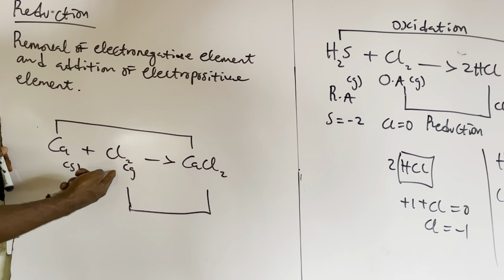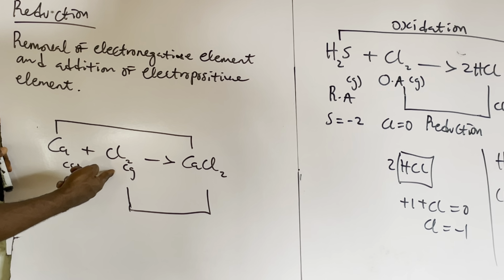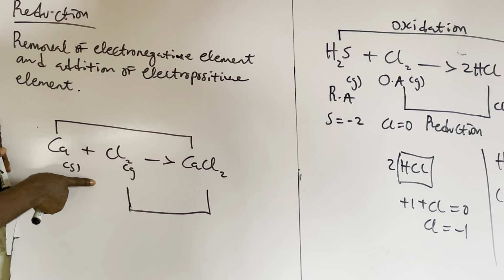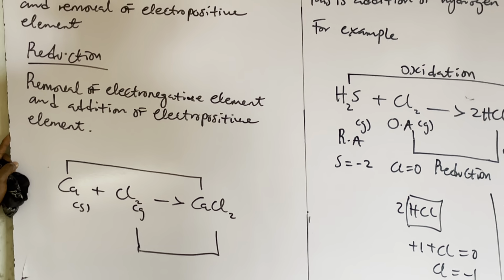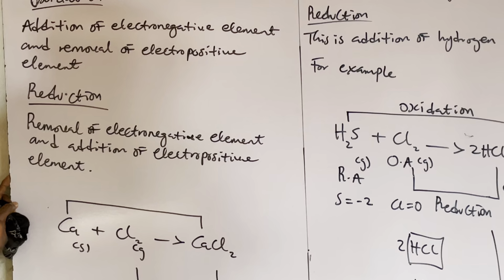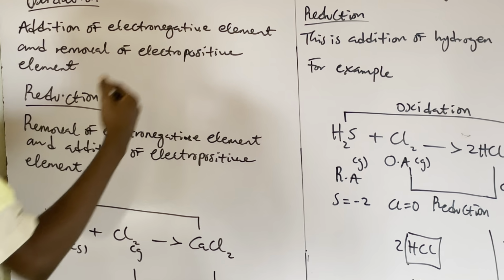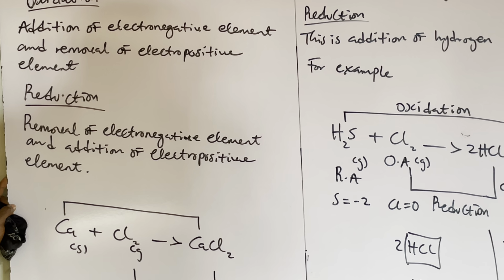Removal of electronegative elements and addition of electropositive elements. It's confusing, right? I understand the oxidation part, but it's kind of confusing with reduction. Read this again: addition of electronegative elements and removal of electropositive elements. What do you understand by that? Adding electronegative elements and then removing the electropositive elements.